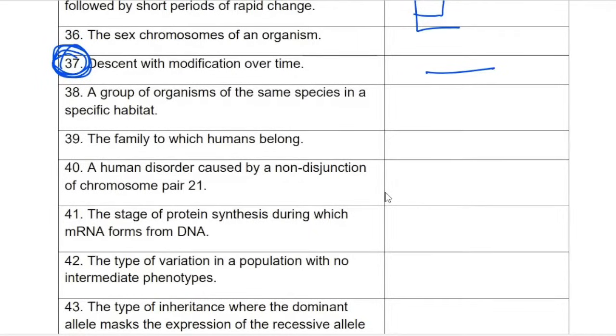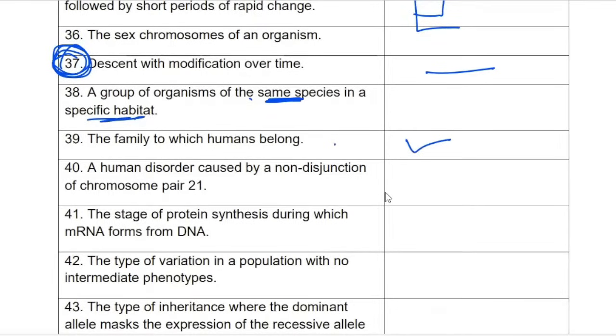A group of organisms of the same species in a specific habitat. Group of organisms, the same species, but they live in a specific habitat, becomes a population. The family to which humans belong, Hominidae, not Homo sapiens, Hominidae. Human disorder caused by non-disjunction, Down syndrome.